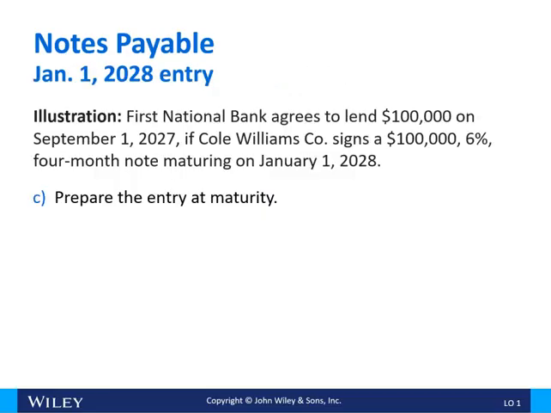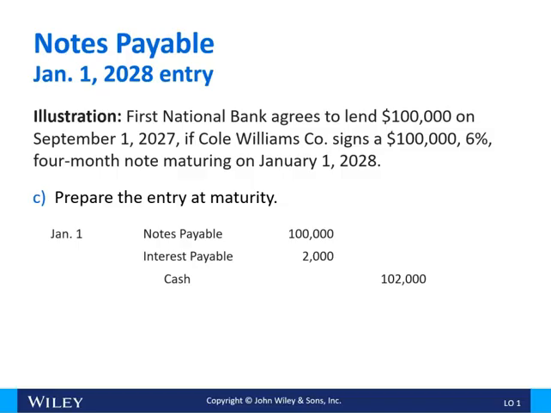And finally, for this example, we're going to prepare the entry at maturity. We're going to pay off the notes payable and pay the interest. So the cash that we're going to pay out is $102,000. So we're going to credit cash $102,000. We're going to debit notes payable to relieve that liability and debit interest payable $2,000 because we're relieving that interest payable liability as well.